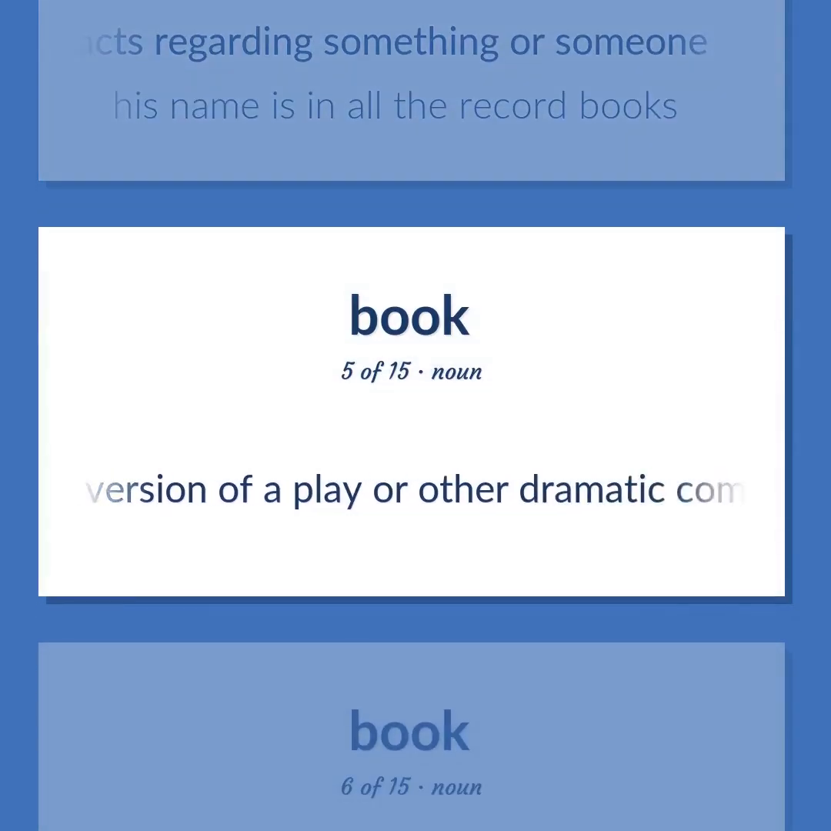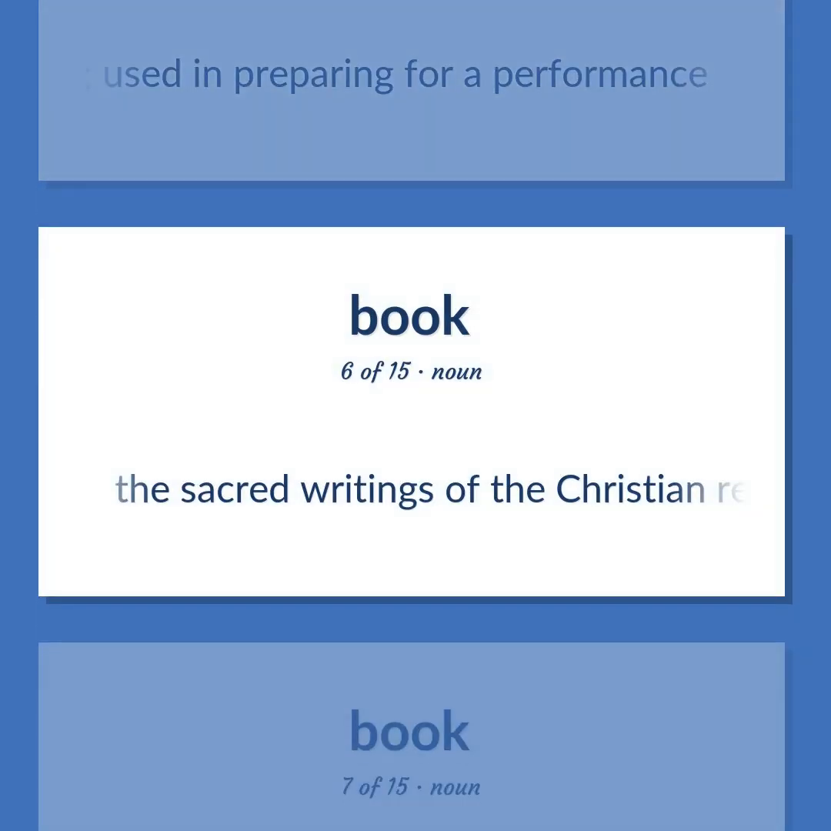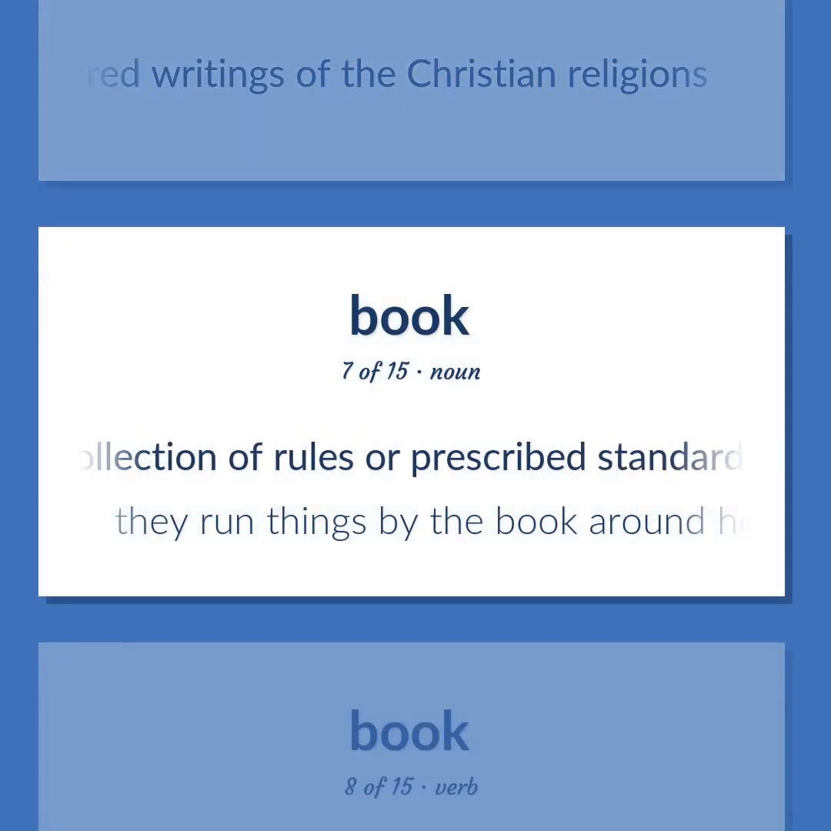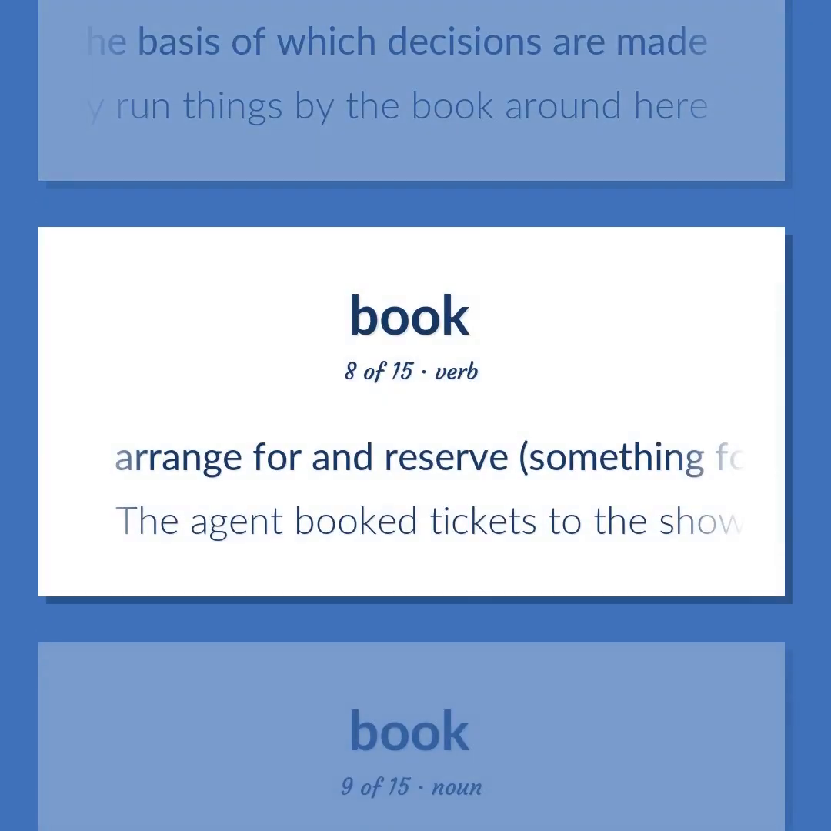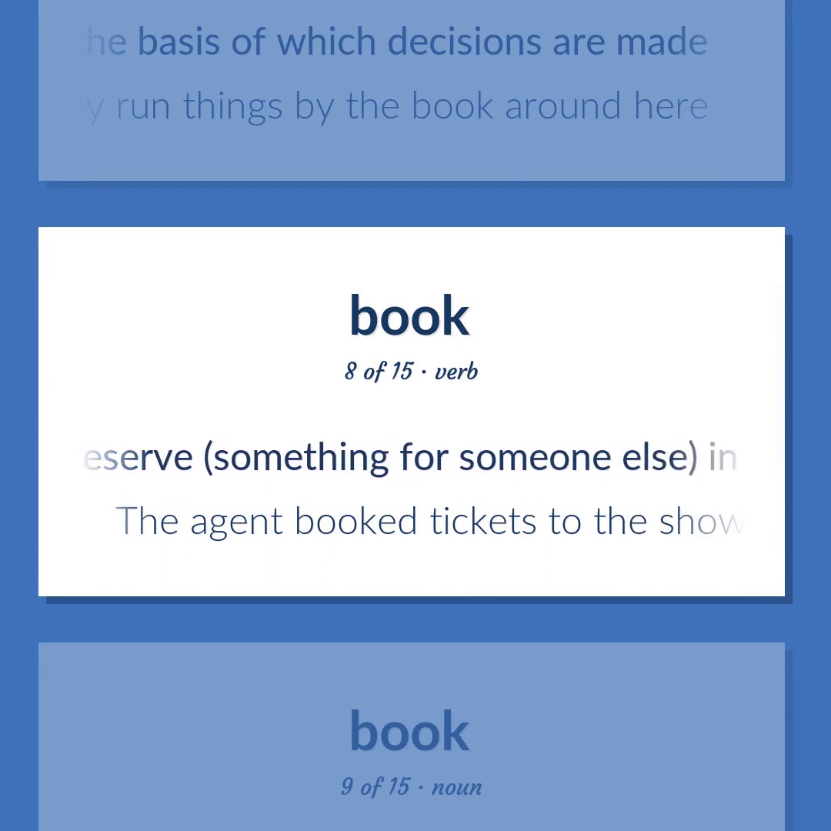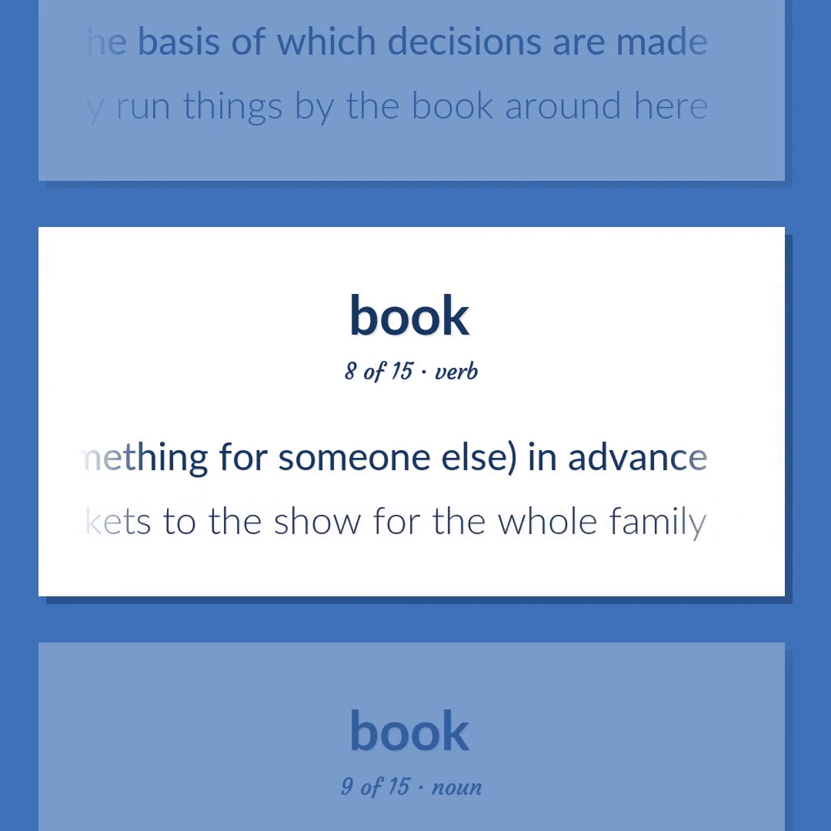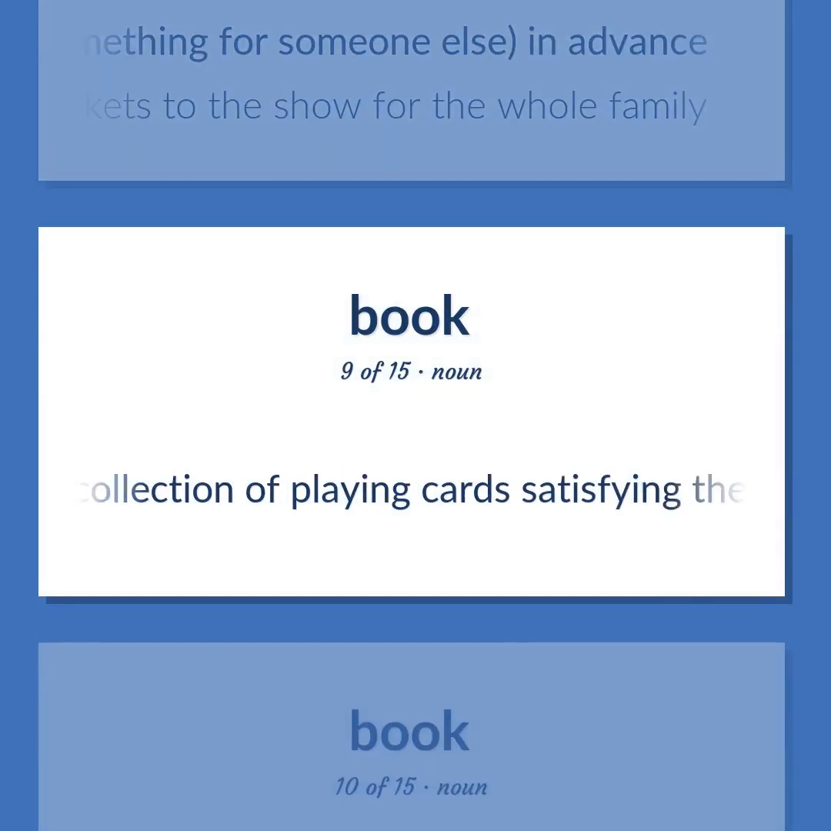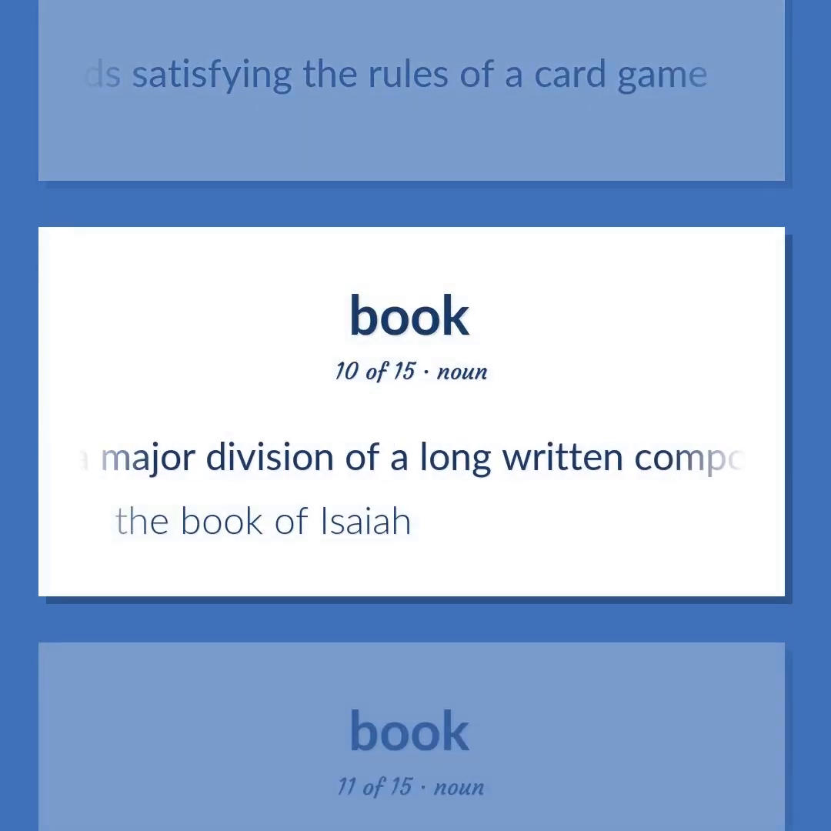A written version of a play or other dramatic composition, used in preparing for a performance. The sacred writings of the Christian religions. A collection of rules or prescribed standards on the basis of which decisions are made. They run things by the book around here. Arrange for and reserve something for someone else in advance. The agent booked tickets to the show for the whole family. A collection of playing cards satisfying the rules of a card game. A major division of a long written composition. The Book of Isaiah.